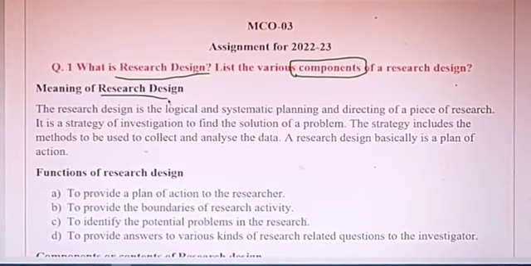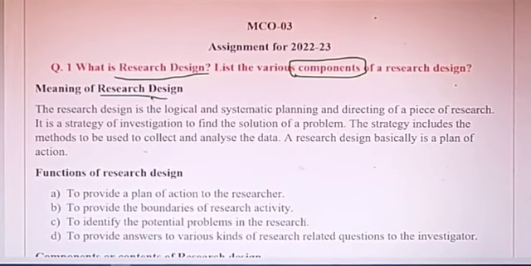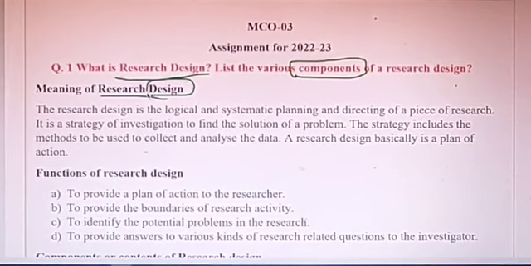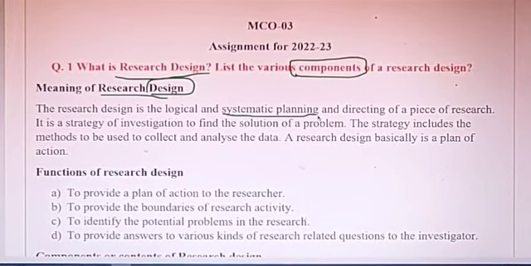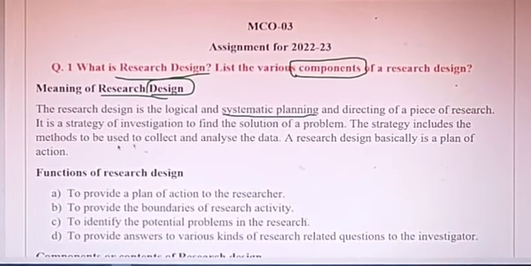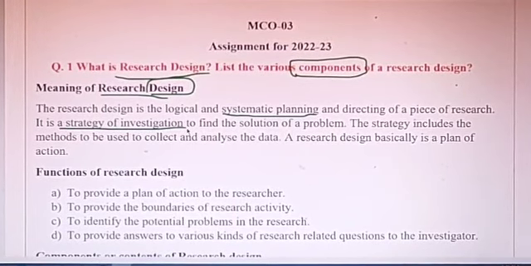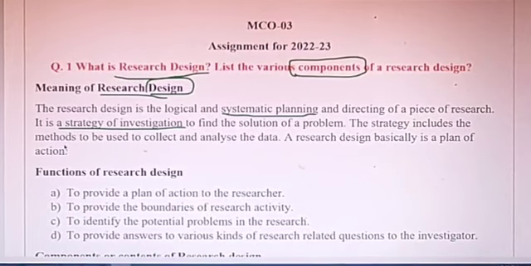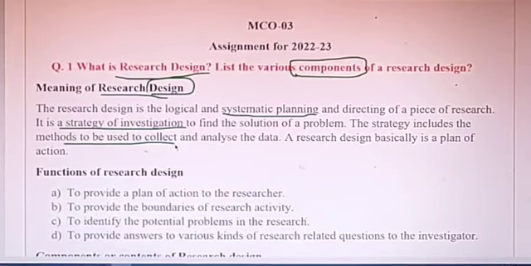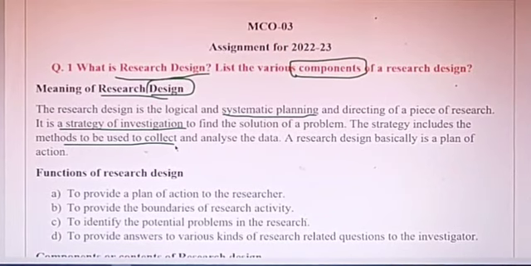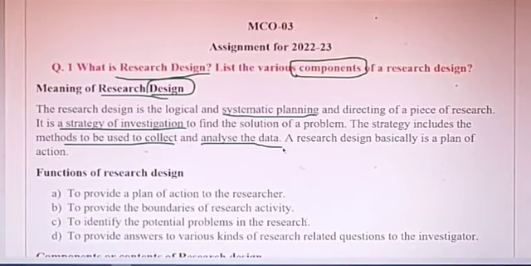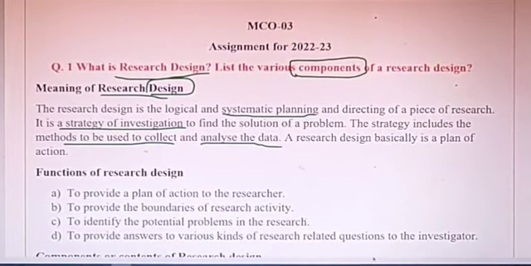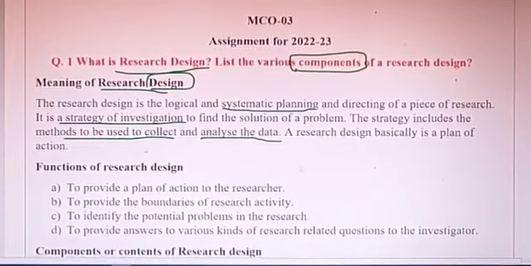See friends, when we talk about research design, as the name implies, this word design means it is a pre-planning, a systematic planning of how to do a research. It is a strategy of investigation to find the solution of the problem, and it includes all the different types of methods that the researcher will use in collecting the data. Then he has also to analyze the data. So like this, you can write a lot of points in this, and then its components.